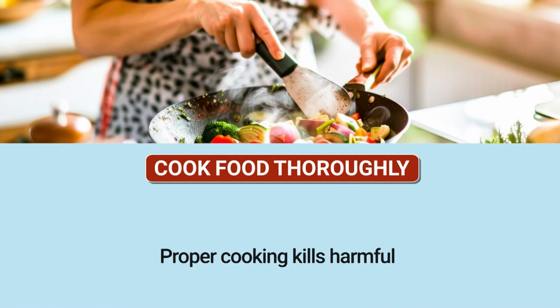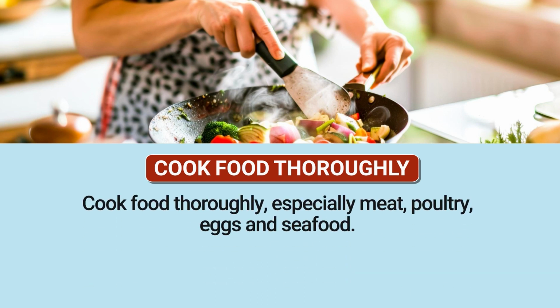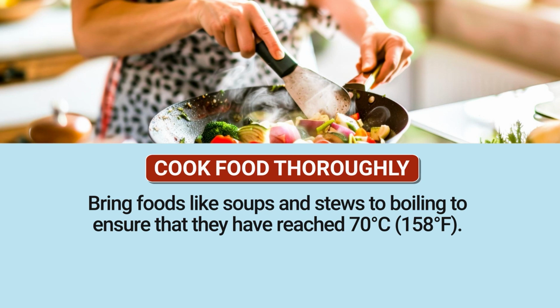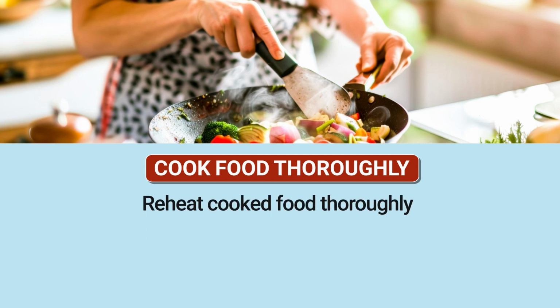Now cook the food thoroughly. Proper cooking is a must to kill the pathogenic microorganisms, particularly with meat, poultry, eggs, and these products. Bring foods like soups and stews to boiling temperature, to ensure that they reach 70 degrees centigrade, and the core temperature should be around 70 degrees centigrade. Precautions should be taken for reheated products. They should be cooked thoroughly.